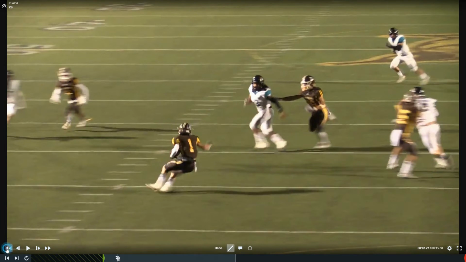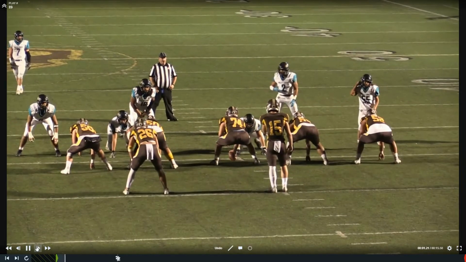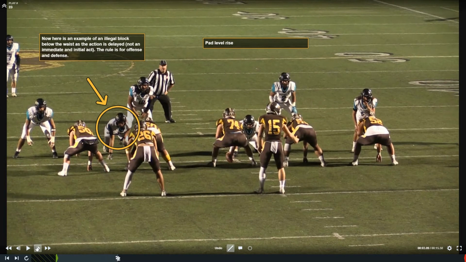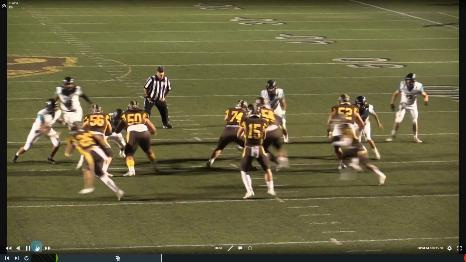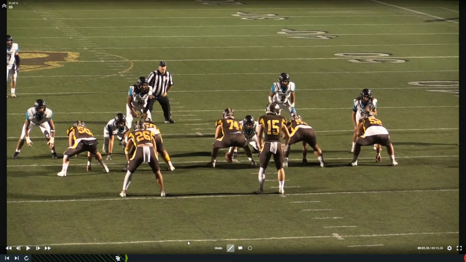Okay, let's go back. Okay, there's our guy. Watch him. I think you can see that rise. His pad level corresponds in the picture to the top of the umpire's shoes. Of course, they don't actually correspond. It's just 2D versus 3D.